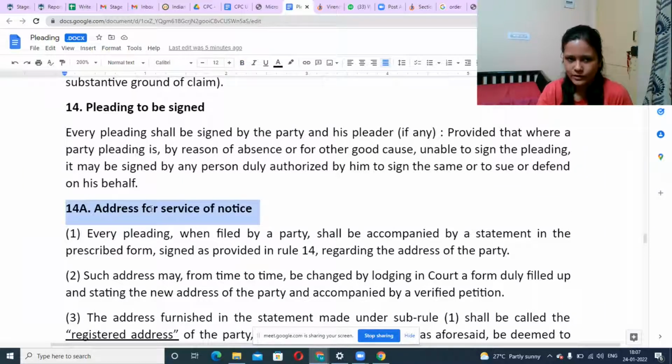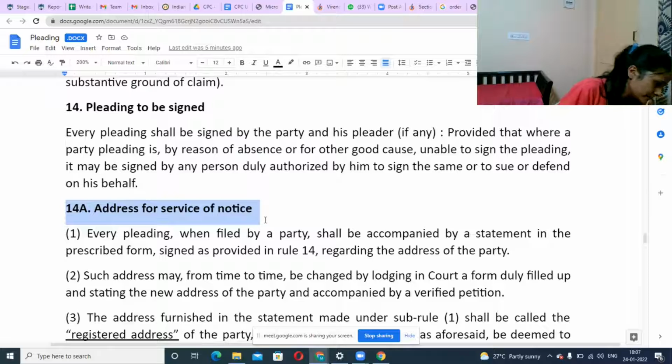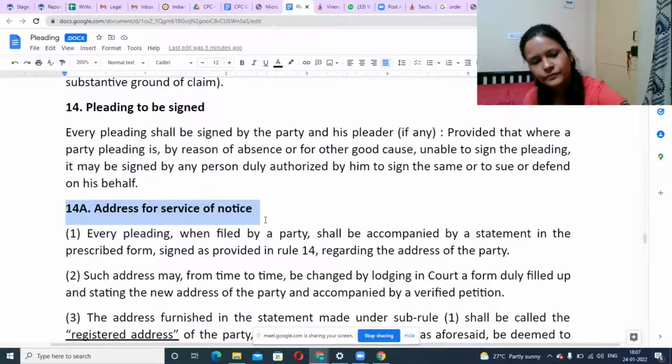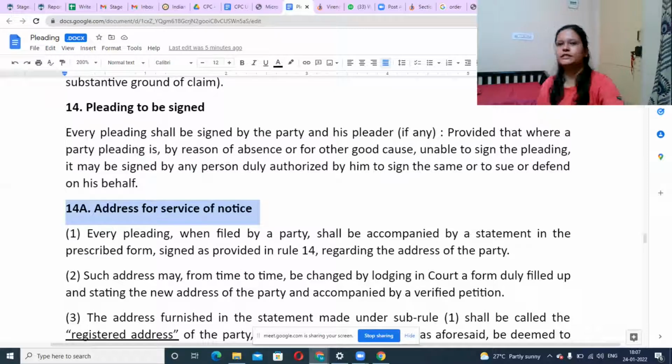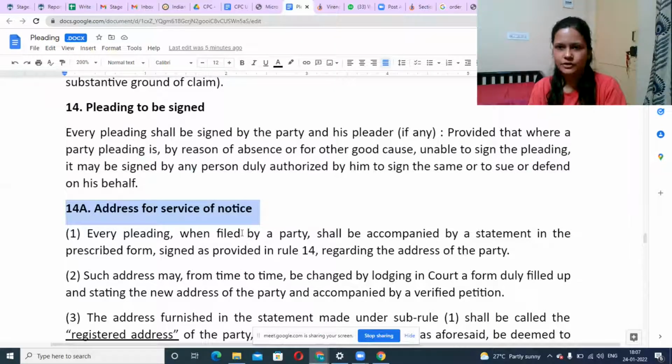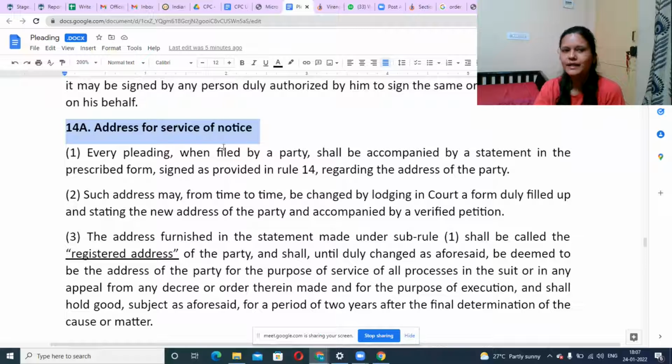So 14 clause A talks about address for service of notice. When a case is being filed, it would continue for a while, and there might be situations wherein certain notices or some information need to be sent to the parties. So for that we need an address. A proper address has to be mentioned by the party as well.